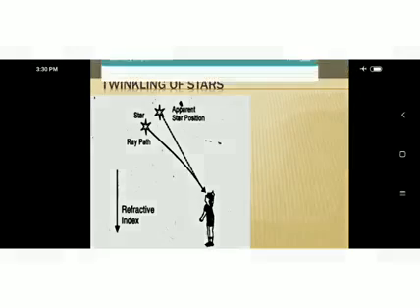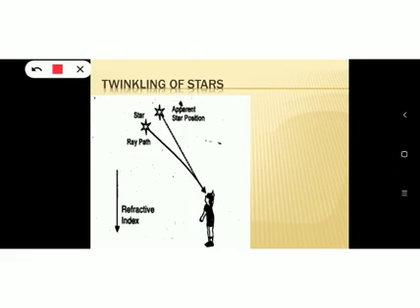Children, what is this twinkling of stars? Here you can see a boy. He is observing the star, and this is the actual position of the star. This is the apparent position of the star. So what could be the reason for the shift in position of the star?